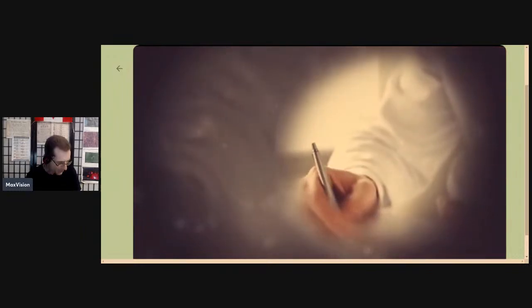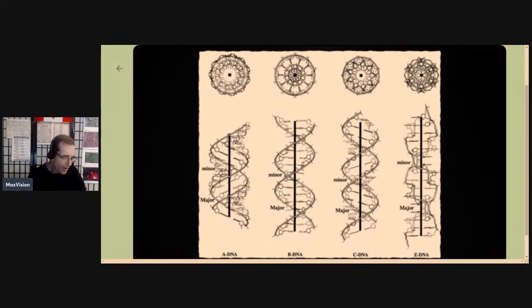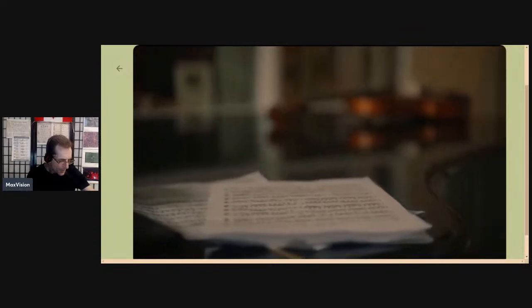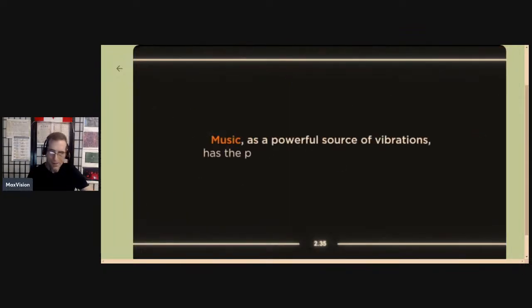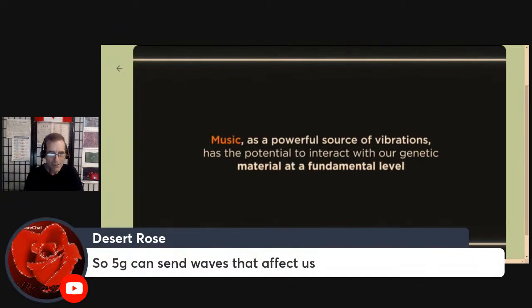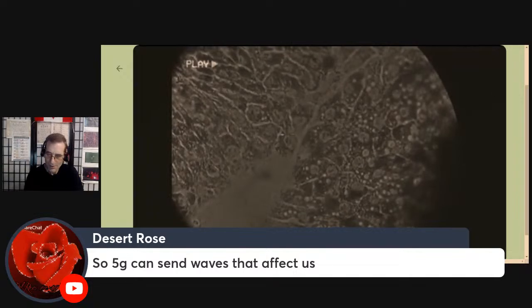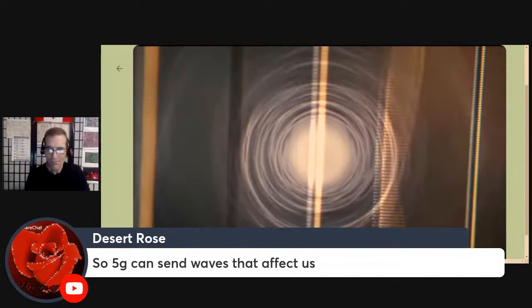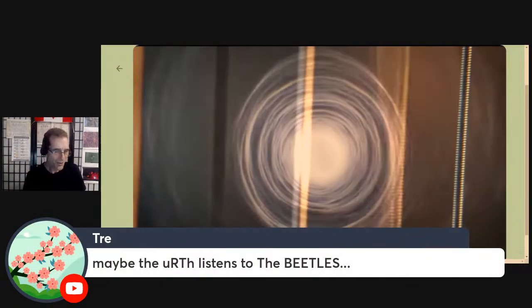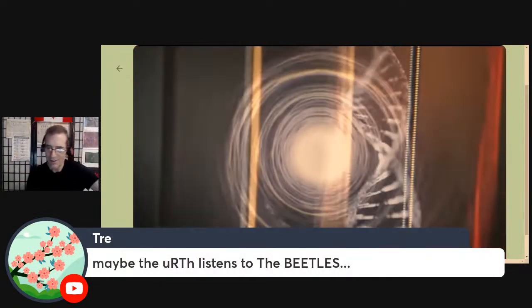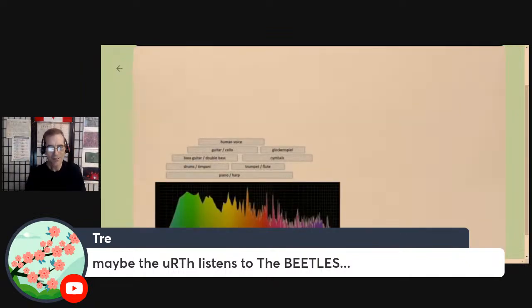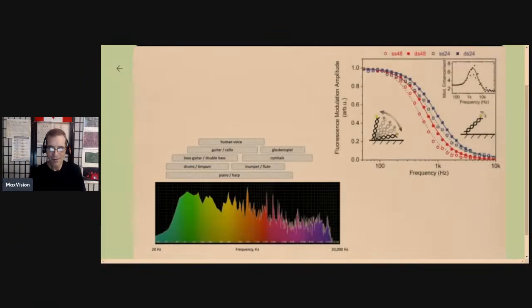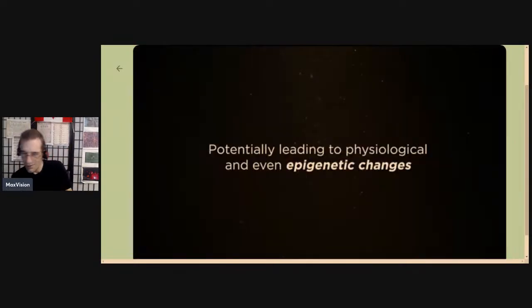Given the vibrational nature of DNA, it is plausible to suggest that music, as a powerful source of vibrations, has the potential to interact with our genetic material at a fundamental level. The intricate collection of sound waves in music generates vibrations that can permeate our bodies, reaching deep within our cells. Through this perspective, music could be viewed as a medium capable of resonating with the vibrational frequencies of DNA. The resonant frequencies within music may align with or influence the vibrational frequencies of our genetic material, potentially leading to physiological and even epigenetic changes.